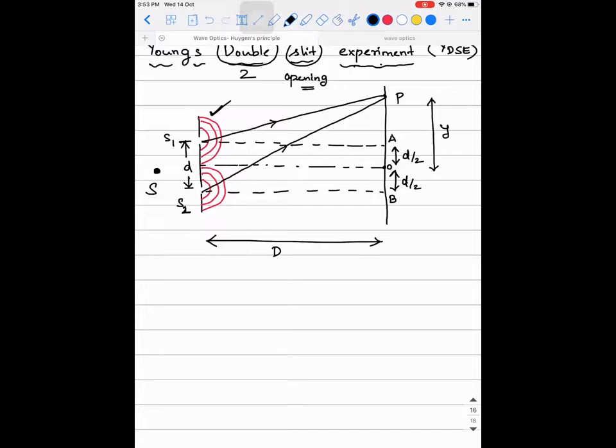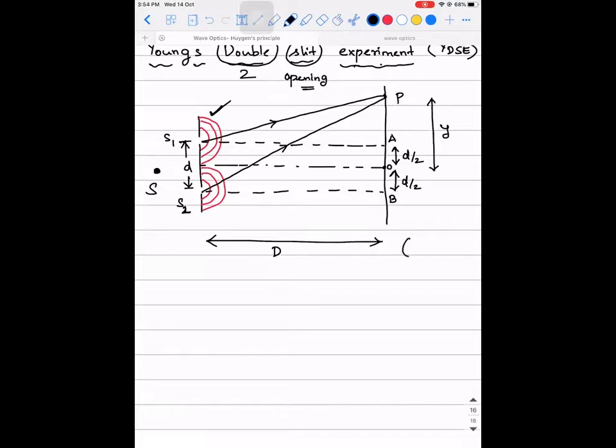Now, according to the diagram, one ray is traveling more and the other is traveling less. They are not traveling an equal amount of distance. Which one is traveling more? Looking at the diagram, the second. Yes, S2P is traveling a small amount of distance more compared to S1P. The difference between the path traveled by S2P and the path traveled by S1P is called the path difference.